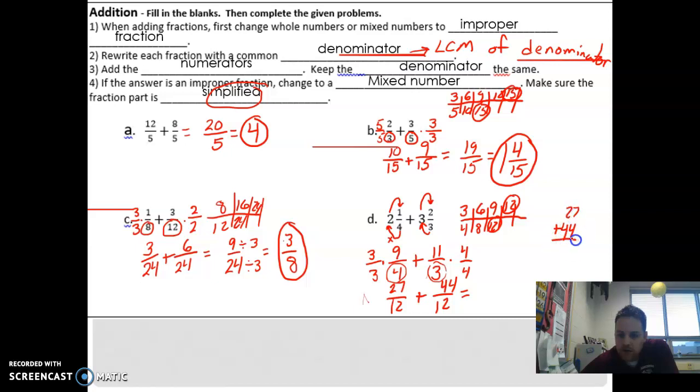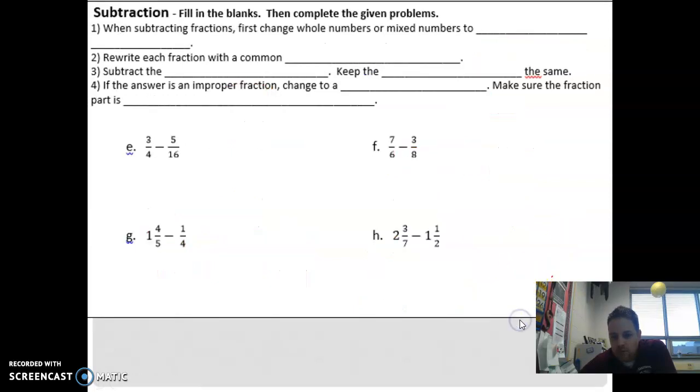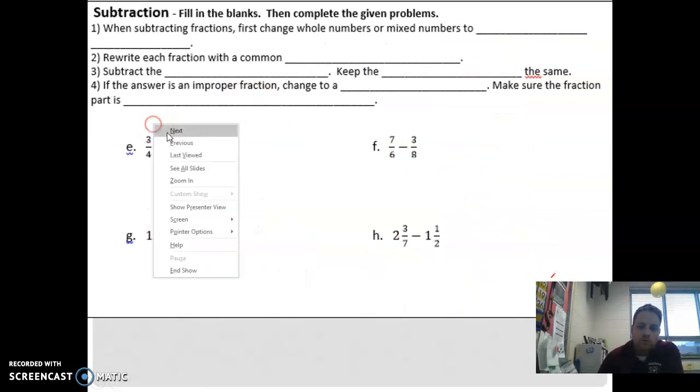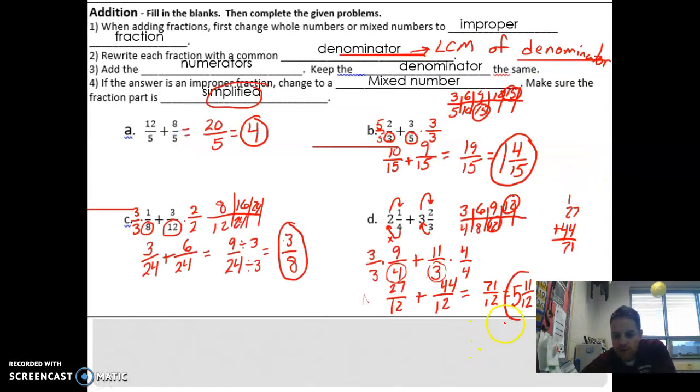Now again, if I'm going too fast, slow down, rewatch. 7, 8, 9, 10, 11. And I got 71/12. So now we've got to recall our 12's times tables, right? Because I need to figure out how many times 12 can go into 71, because this is an improper fraction. And it says up here, if the answer is improper, change it to a mixed number and make sure we simplify it. So let's see, 12 goes into, oh, I got it. 12 times 5 is 60, and I'd have 11 left over 12. Okay, so 5 and 11/12.